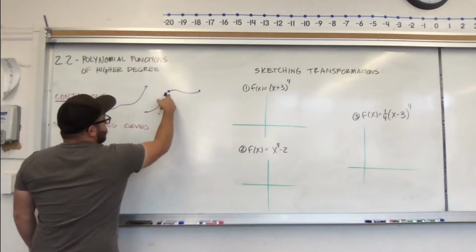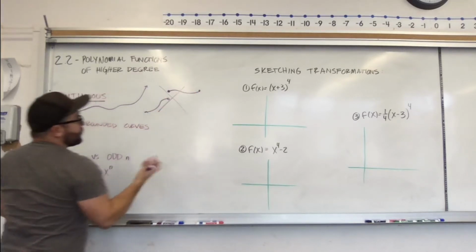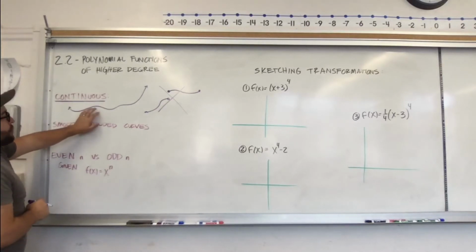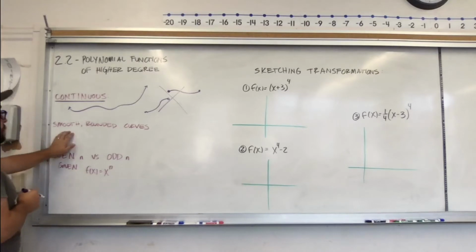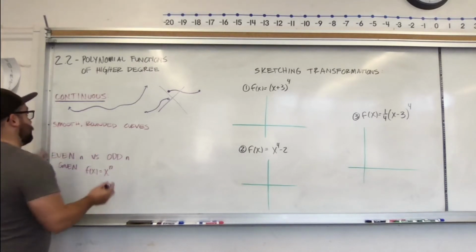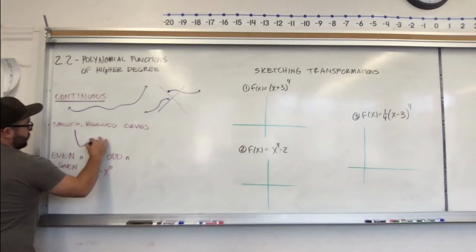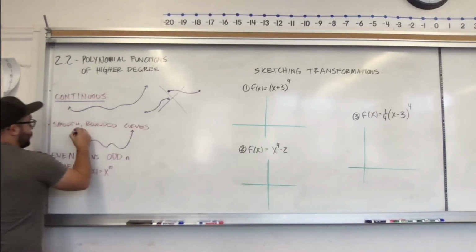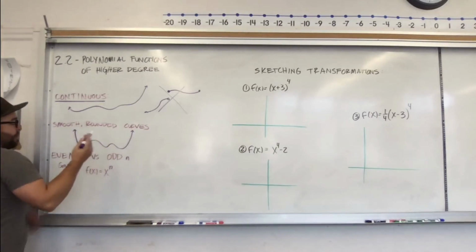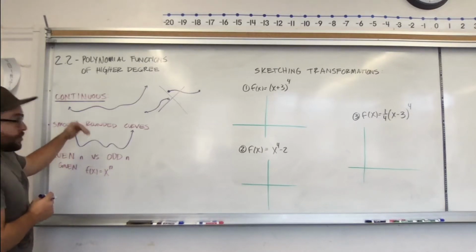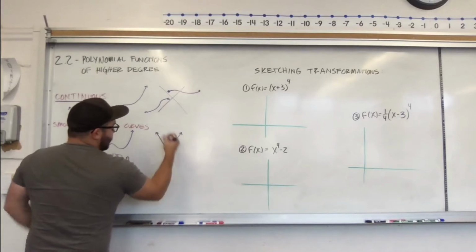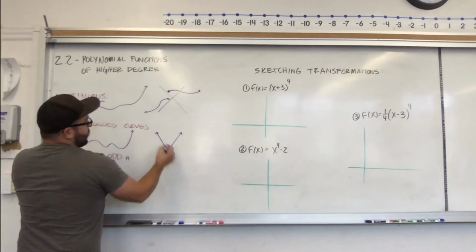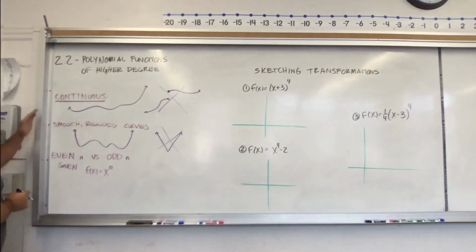So if it has anything with this jump, this is discontinuous. We're not going to be looking at that. All of our polynomials are going to be nice continuous curves. They're also going to be smooth and rounded curves. So like up here, it's going to turn and change, right? A couple of different turns it might have. But all of them are going to be nice and smooth versus, say, something like an absolute value function that has that really sharp point. So again, we're not going to be dealing with anything that looks like this. Everything's going to be nice and smooth and continuous.